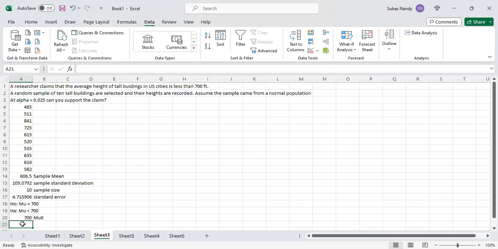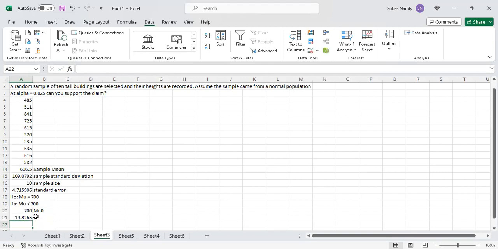So equal to the sample mean, which is in cell A14, minus the hypothesized population mean, which is in cell A20. Then the whole thing will be divided, like this in Excel, by the standard error, which is in cell A17. Then you hit enter. This is your test statistic.